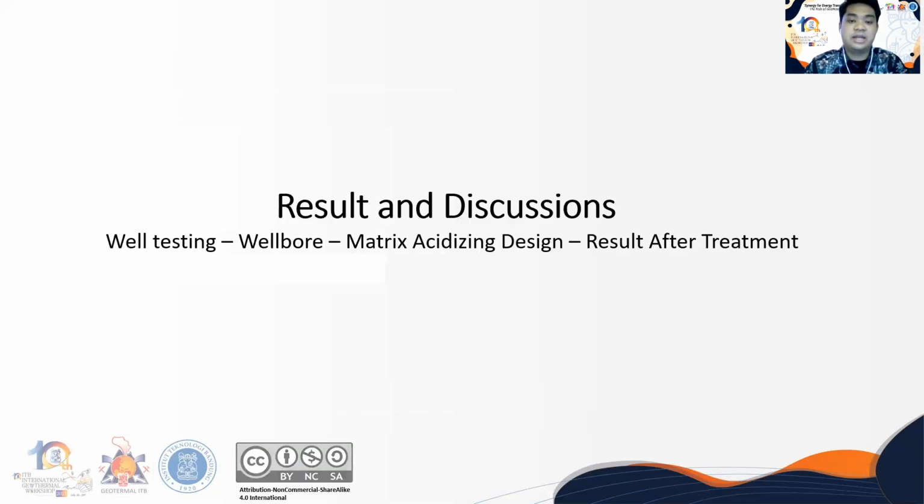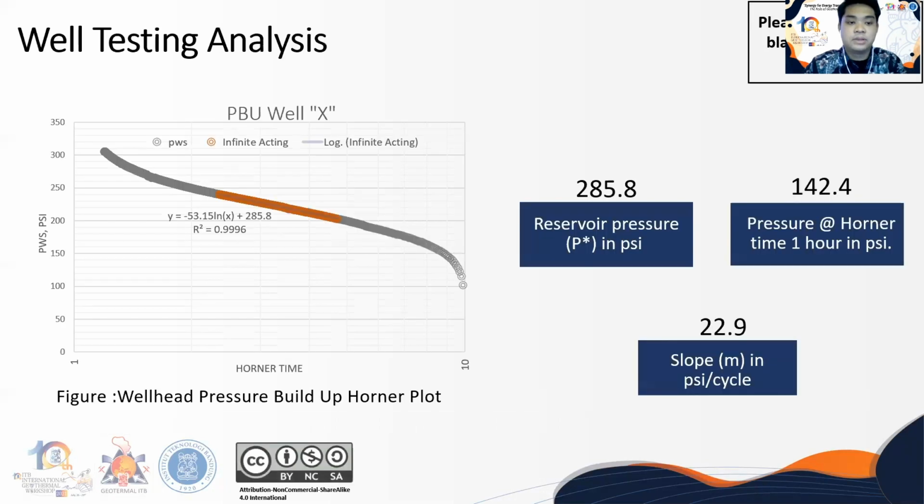And this is the result and discussion. This is the Horner plot of the pressure build-up constructed from the PTS graphic with the top-down method, that is, from the wellhead to the bottom hole pressure. From this plot it can be seen that well X is infinite acting, and its logarithmic equation can be seen as shown in the picture. From this logarithmic equation can be determined the value of the slope, Horner pressure at 1 hour, and reservoir pressure, which will later be used as input in the calculation of well testing.